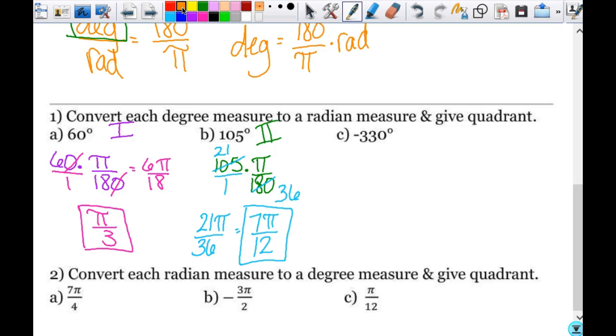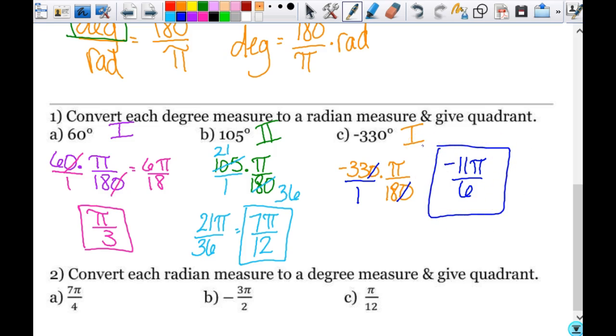All right, so which quadrant is this in? First quadrant, right? Because it's negative, so I'm going clockwise. So it's in quadrant 1. And so I'm going to take a negative 330, multiply it by pi over 180. So put that over 1. You can knock out those zeros. These are both divisible by what? 3. So this gives me negative 11 pi over 6. Can I reduce that anymore? Nope. That's it. All right. Any questions about that?